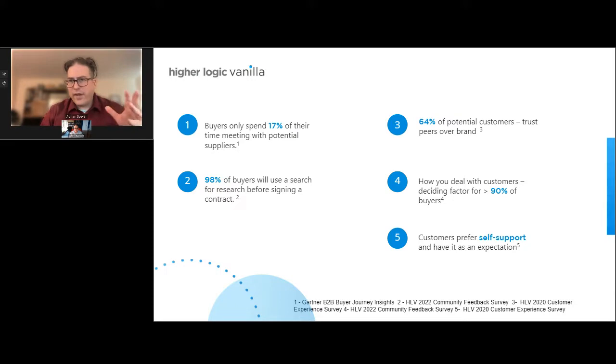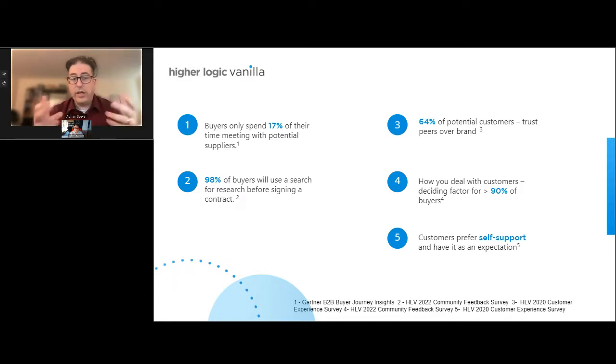So first off, I think what's really important to recognize is that buyers only spend about 17% of their time meeting with potential suppliers. So it's going to be about the things they see out there about you or they discover, kind of like that dark area, right? So you're thinking about 83% of the information they're going to find out about you is stuff that you're not even going to be aware of. So whatever is out there in the world is how they're going to make the decision if they're going to actually convert into being a customer.